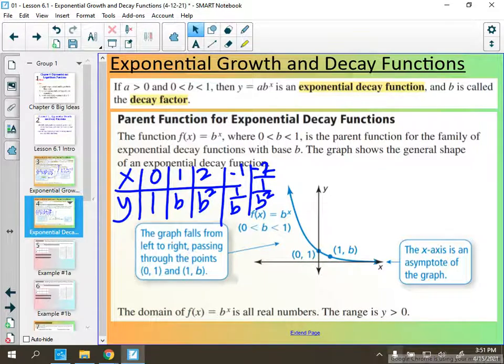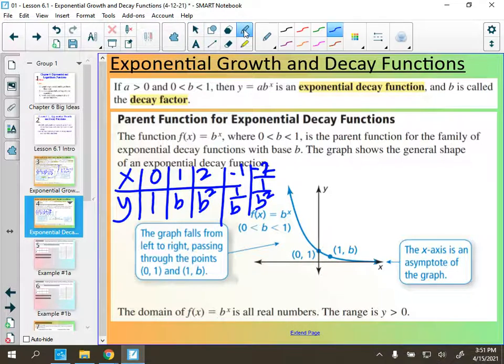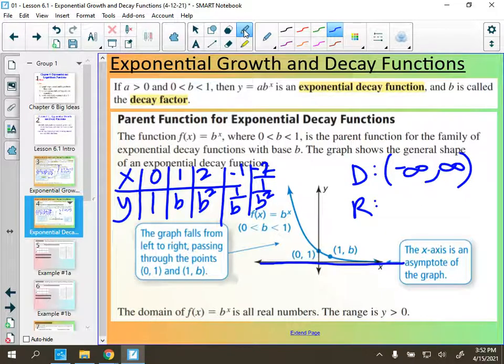I didn't say anything here about domain and range, but hopefully you can tell by the graph, domain would be unchanged, left and right forever. So negative infinity to infinity. And we still have that same asymptote here on the x-axis. So we have that same restriction on our range that we're only going to be above 0.